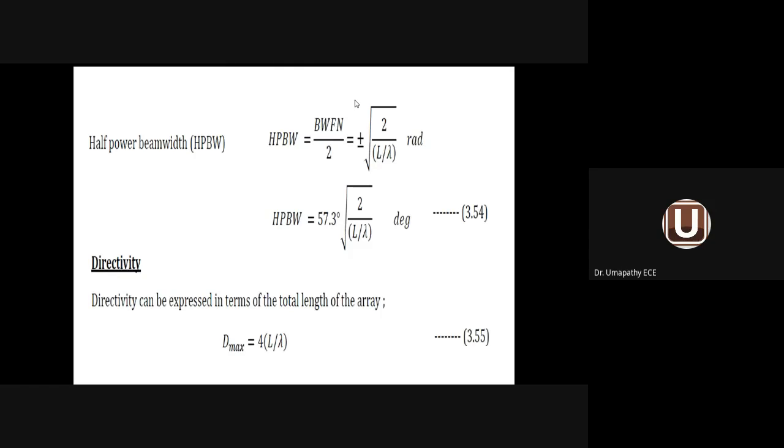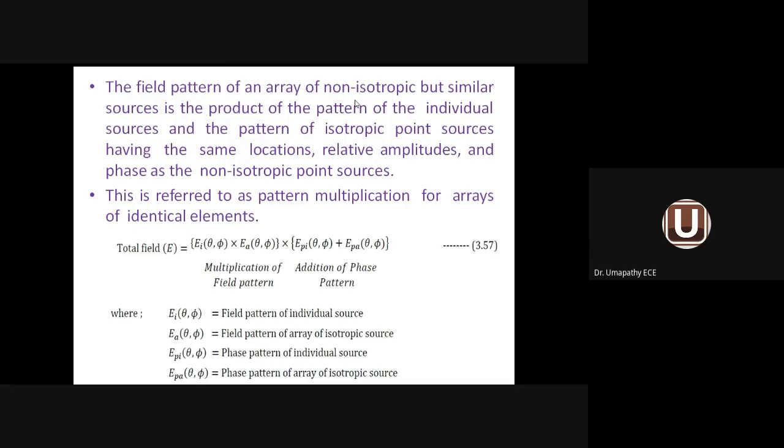This is one method. But the other method is the pattern multiplication method. In this method, I am not going to find the expression for ET. I am not going to calculate the maxima, minima angle and half power angle to find the radiation pattern of the given antenna array.